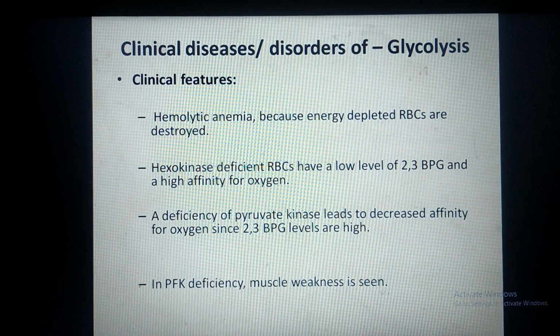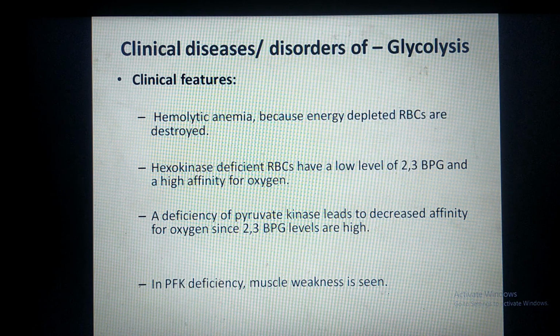So this is about glycolysis along with Rapaport Leubering cycle, energetics, regulation and clinical diseases and disorders related to glycolysis and Rapaport Leubering cycle.